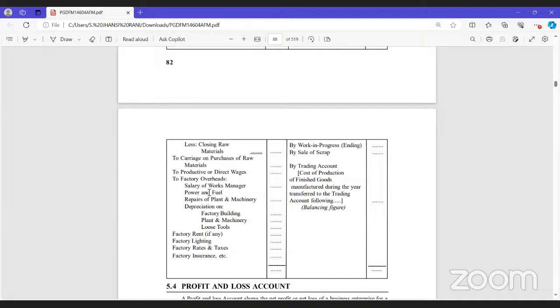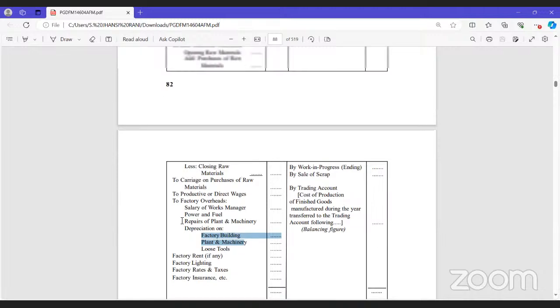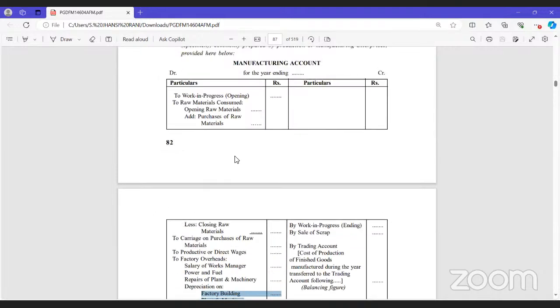Next, there are machines that are involved in manufacturing the product. For that machine, we require power and fuel. For that machine, we require repairs of that plant and machinery. And if that production cannot be done in an open place, we will have some place or building or factory. So on that, we provide depreciation: plant and machinery depreciation, loose tools, factory rent, factory lighting, factory rates and taxes, and factory insurance. So these all are the expenses which are related to the manufacturing of a product.